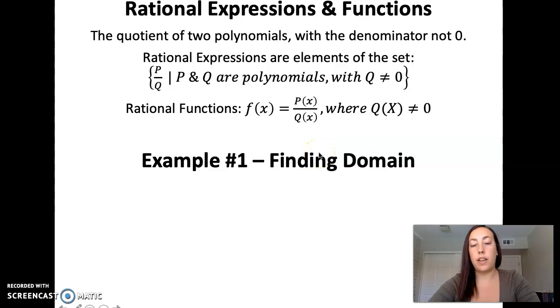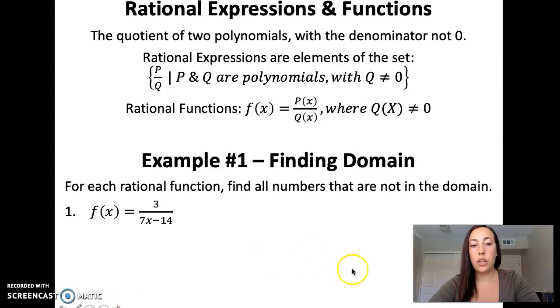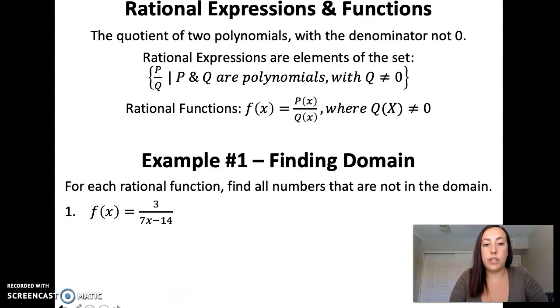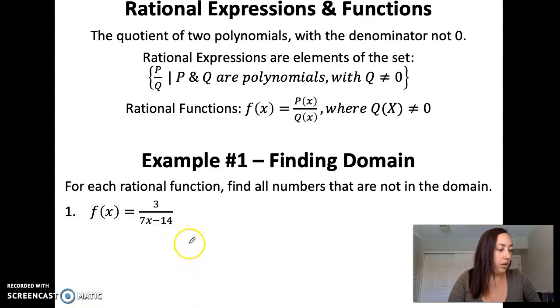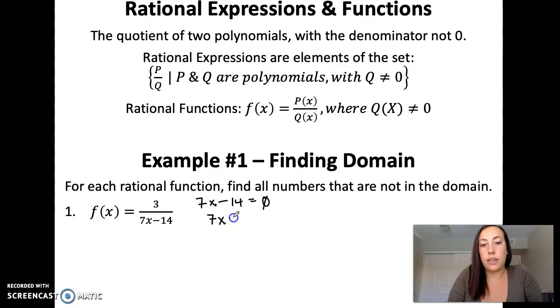When we're looking at the domain of a rational function, we just have to remember that the denominator cannot be 0. So for this function, we have 3 over 7x minus 14. And again, we know that the denominator cannot be equal to 0. So we can set the bottom equal to 0 and figure out what value of x makes the denominator equal to 0. If we solve this, we get 7x is equal to 14. So the value of 2 is what makes the denominator 0.